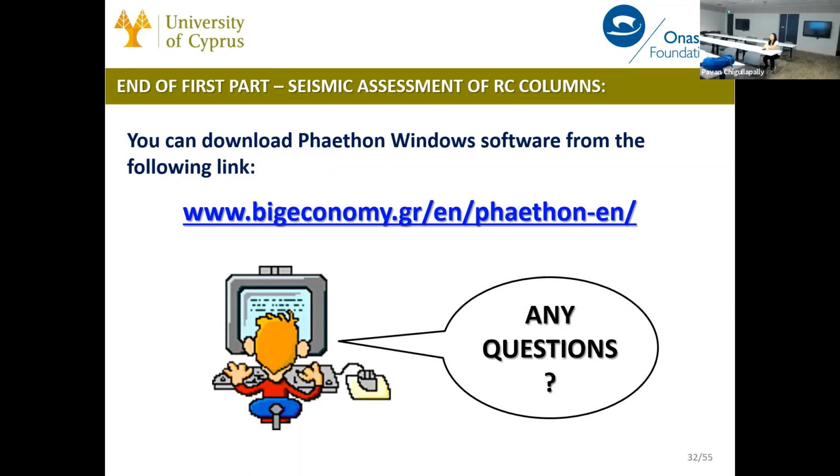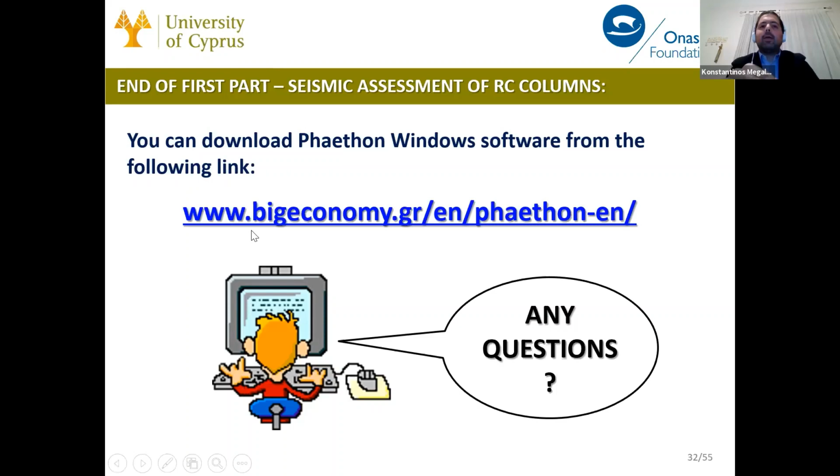Thank you. Is this software based on OpenSees? No, the code was developed independently, but the plan is later to be incorporated. Okay, thank you very much. You're welcome.